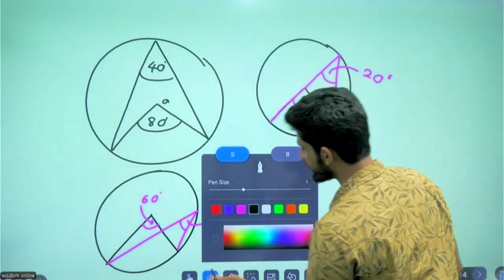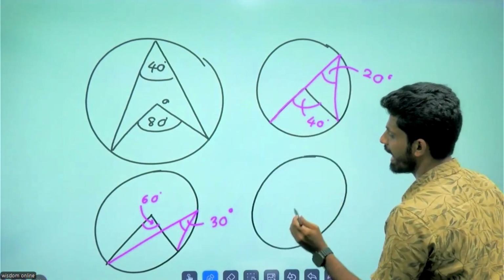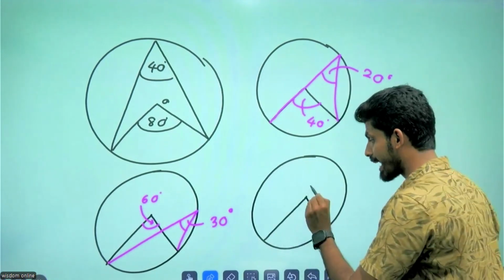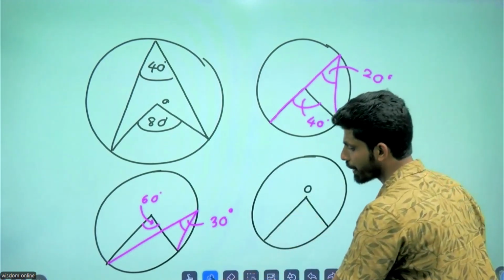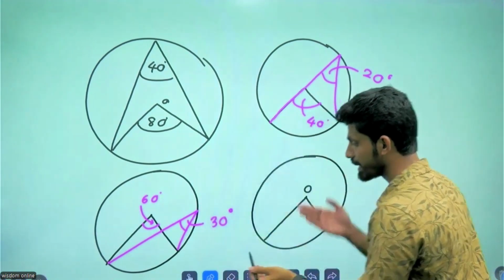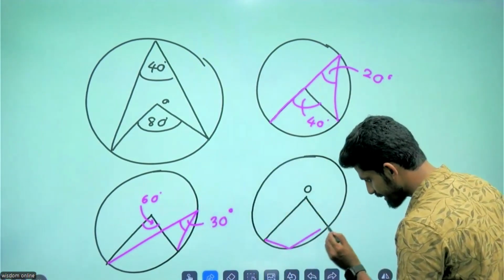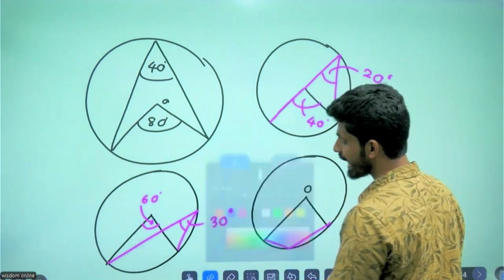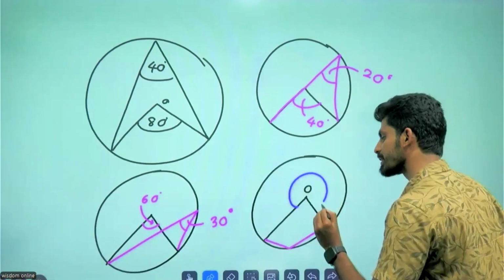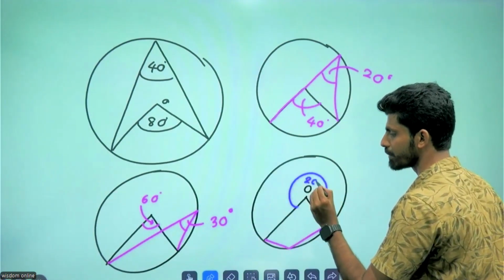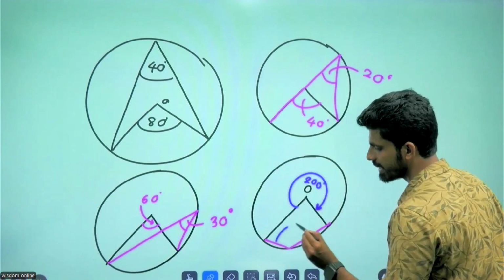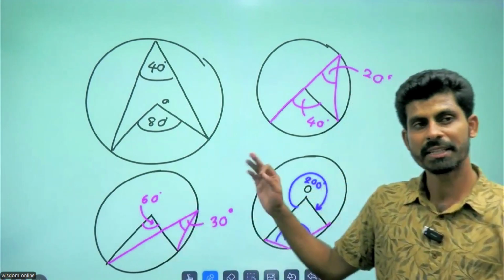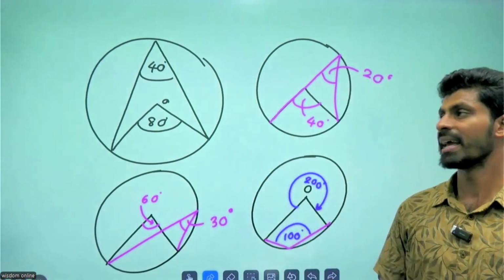This is the angle at the center. So I'm going to draw the angle at the perimeter on the other side, like this. Then we need to take the reflex angle, so we need to consider this angle. If this one equals 200, then the value of this angle equals 100. So those are the 4 stages of this theorem.